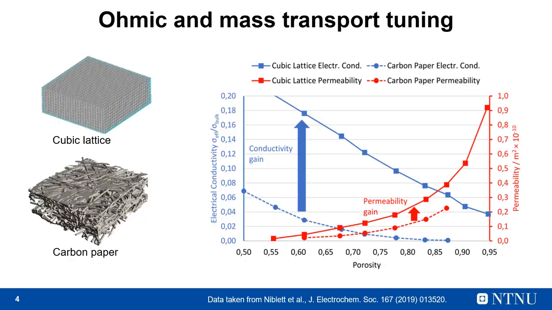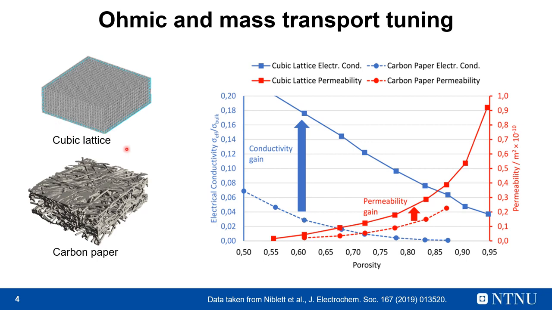Ohmic and mass transport tuning. In my master thesis, I investigated the gain in conductivity and permeability by optimization of microstructural morphology. On the lower left, we have a traditional gas diffusion layer made of carbon paper. And on the upper left, we have a cubic lattice gas diffusion layer, which is an ordered structure.